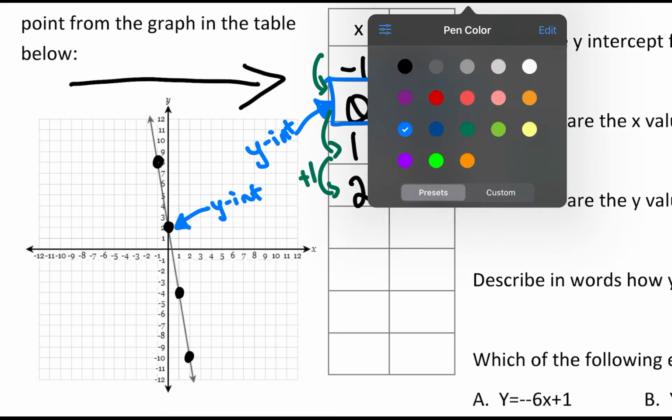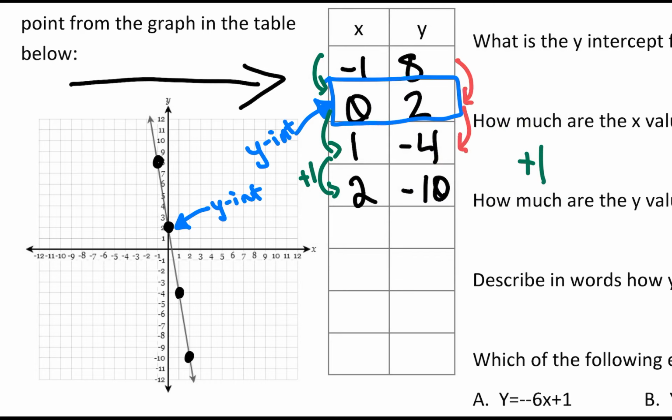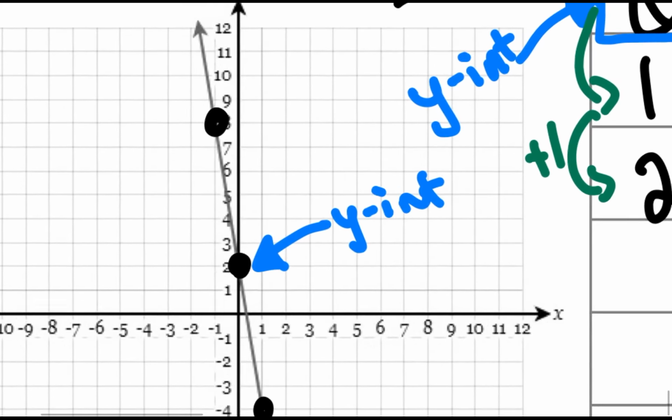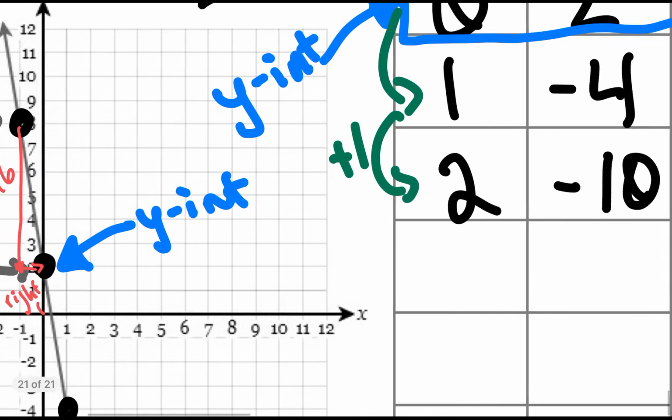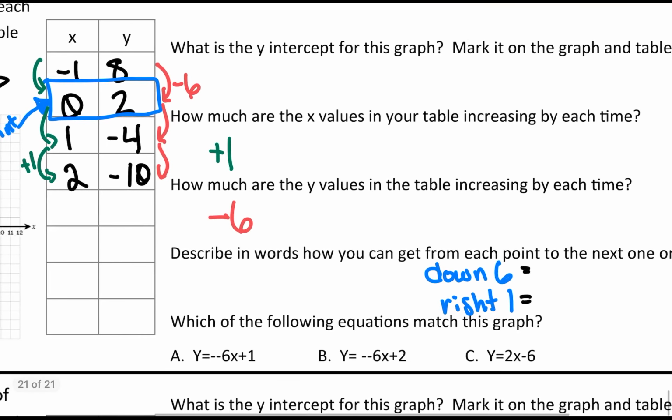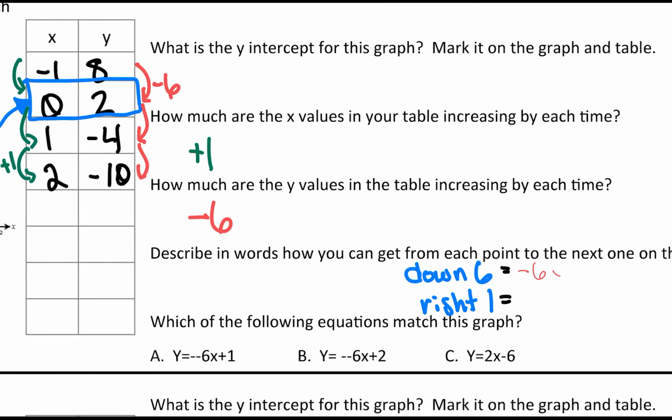What are my y values as I go down my table? Well, to get from 8 to 2, I have to subtract 6. So we're subtracting 6 as we go down my table. If I look at my graph here, from the left point to the right point here, I am going down. I go down 6, and I went right 1. And when I write that in my table here, down 6 represents the -6 for our y's that we did right here. And then right 1 is adding by 1 that we did for our x's right here.